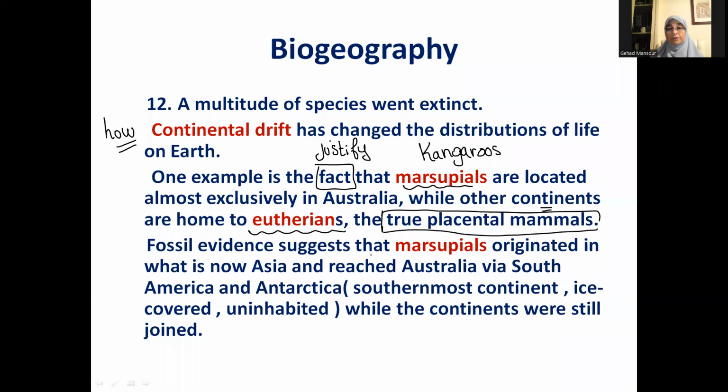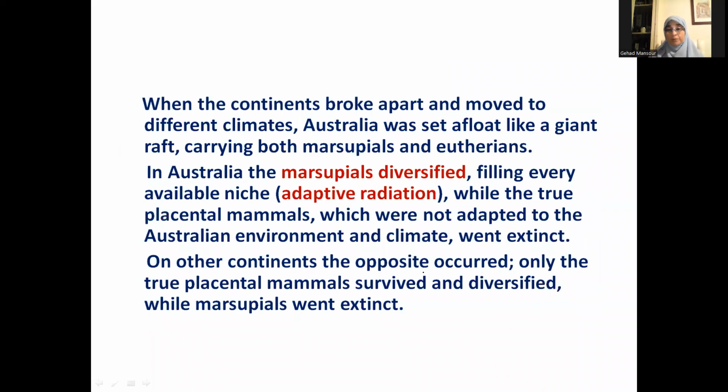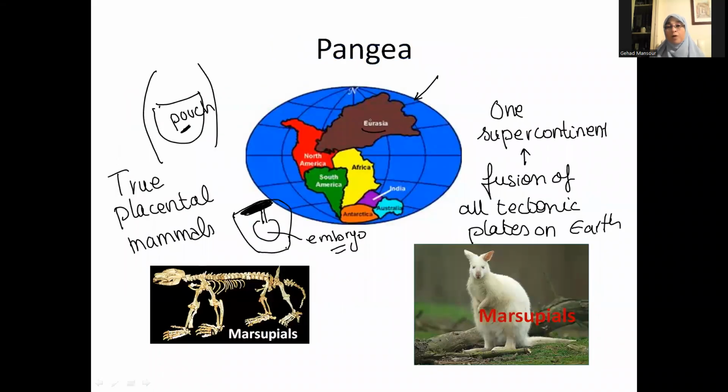Marsupials originated essentially in what is now called Asia, and they reached Australia via South America and Antarctica while the continents were still joined. Okay? So here, for example, we can say that while the continents were still fused together in the Pangaea, in Asia we had the marsupials. They first appeared here, and it has been known from the fossils. And then they went to North America, and then to South America, and then to Antarctica, because fossils of them have been found in Antarctica. And then they settled in Australia.